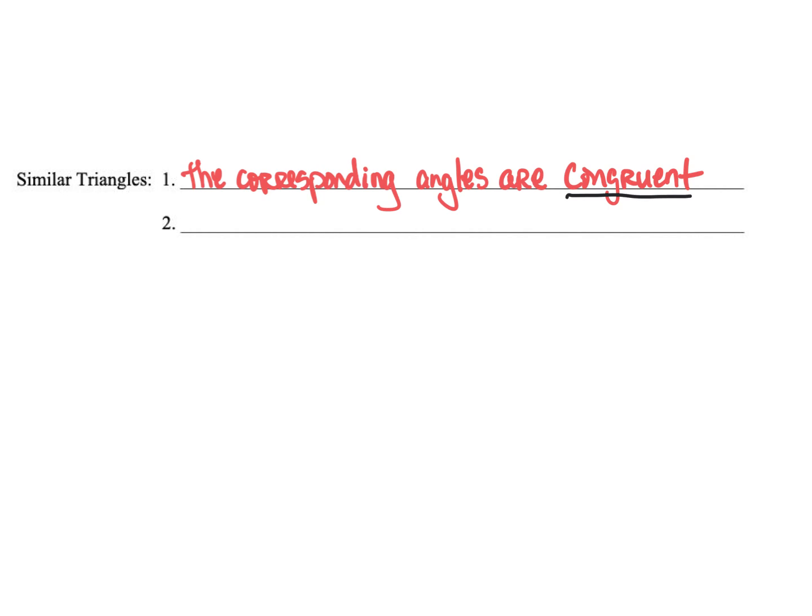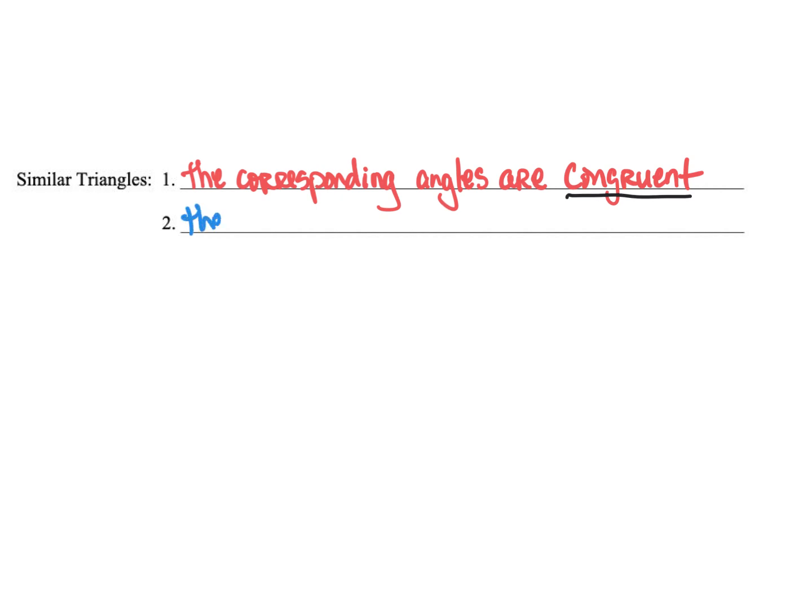All right, as we learned yesterday through the Nearpod, there are two different things about similar triangles. One is the corresponding angles are congruent. So the corresponding angles, the ones that match up, are congruent. So they have the same measure.